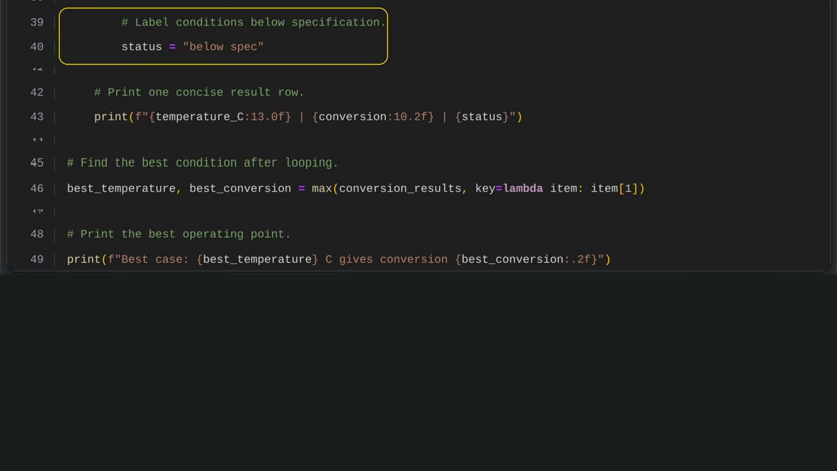This code marks a condition as below spec when the conversion value falls under the minimum required threshold. This label makes it easier to identify temperatures that do not reach the desired conversion level.